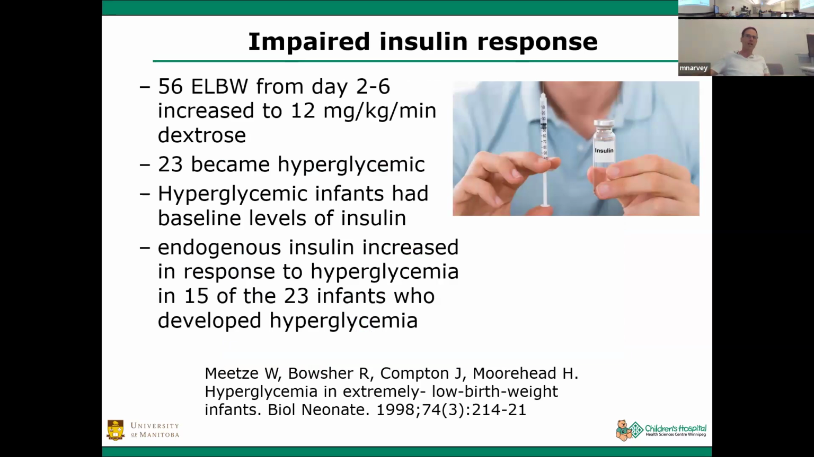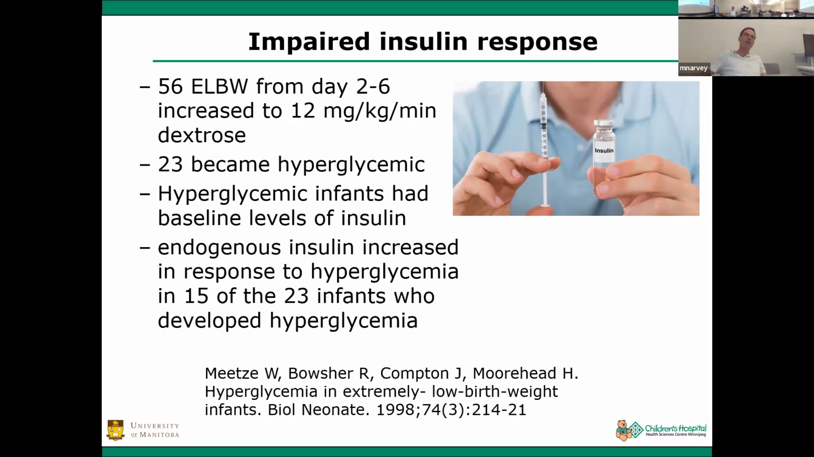So this is back in 1998. This was a study looking at 56 ELBWs from days 2 to 6. And what they did was they increased them over time to 12 milligrams per kilogram per minute of dextrose infusion. Typically, a normal baby needs 4 to 7 milligrams per kilogram per minute. And that's our baseline requirement, right? So they went up to 12. And what they found was a little under half of them became hyperglycemic when they did this, okay?